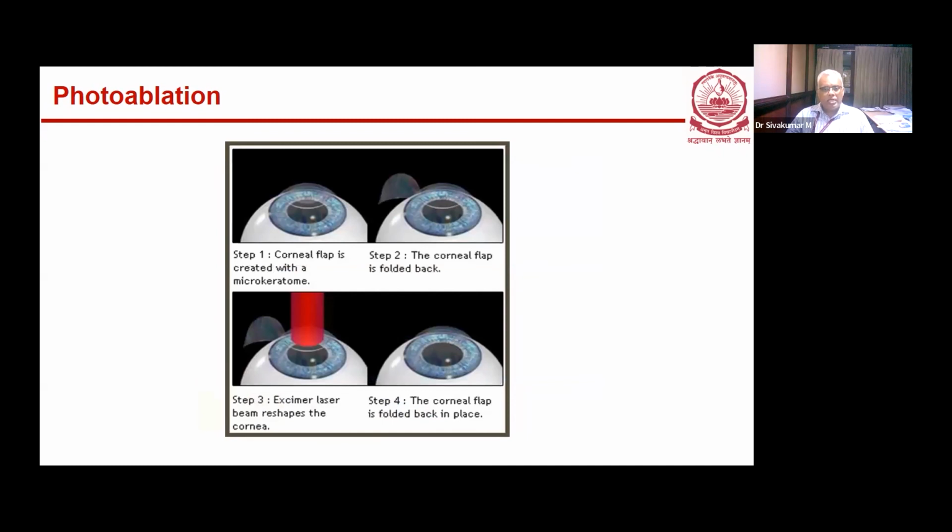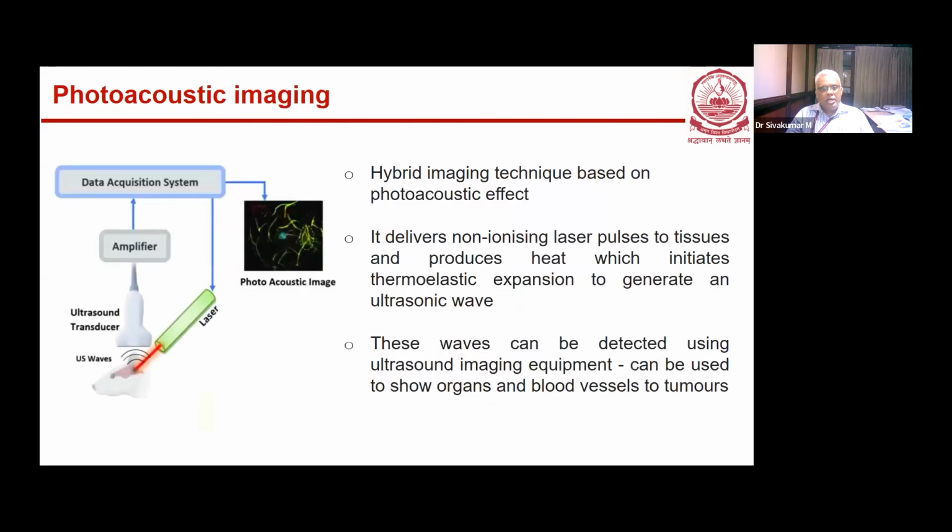So what is the first thing? The corneal flap is created with a microkeratome, and then the corneal flap is folded back, so that you can use the laser to shape the cornea, and then again the corneal flap is folded back in place. So this is what LASIK surgery is, photoablation. And then the next one is photoacoustic imaging.